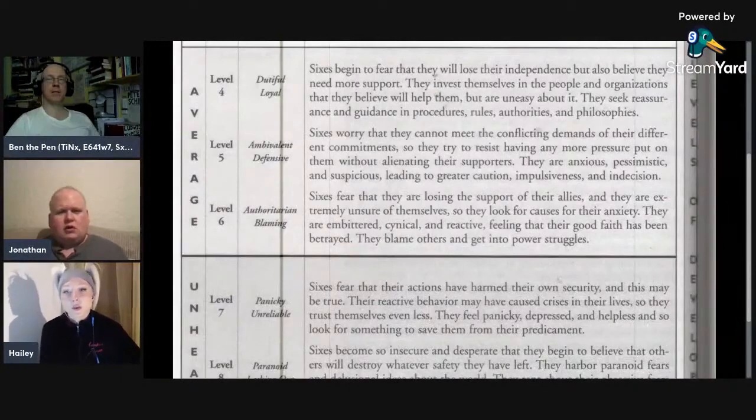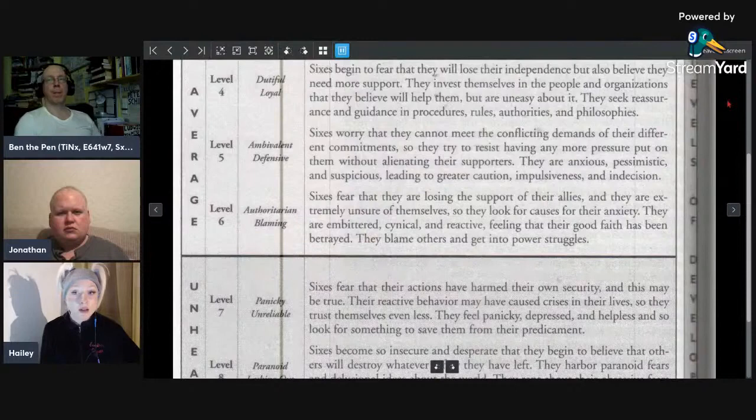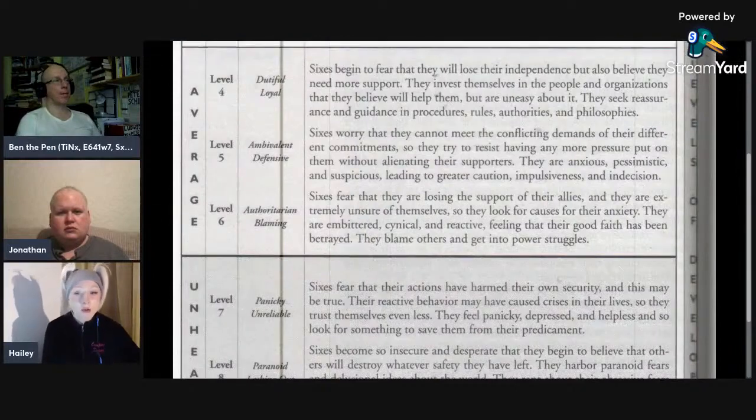Begin to fear they will lose their independence, believe they need more support. So yes, I fear that I will lose my independence. I don't want to ever not be capable, but also believe they need more support. No, they invest themselves in the people and organizations.